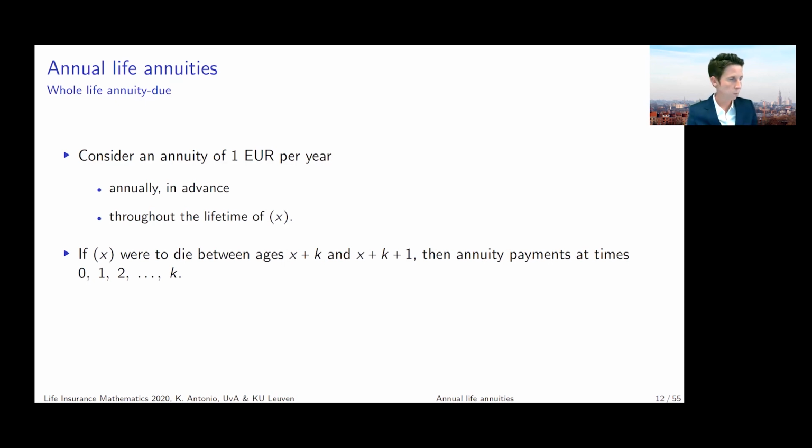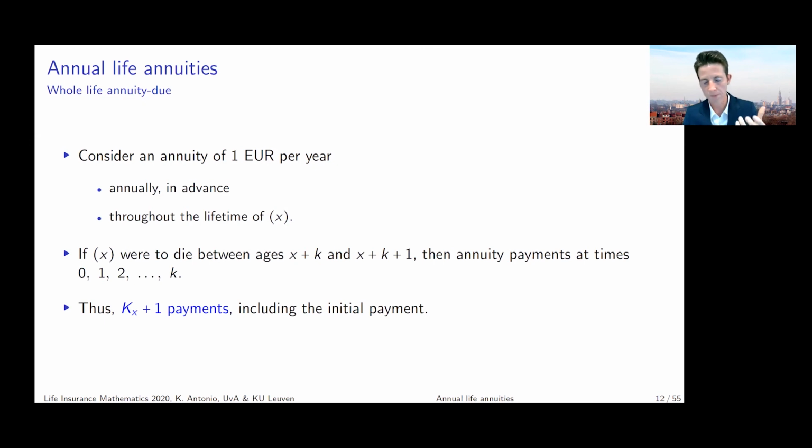So it will pay at the beginning of the year. Why is the last payment at time K? Because my policyholder here dies between age X plus K and X plus K plus 1. And we know that the life annuity stops paying if my policyholder dies, right? So what does that mean? In this particular setting, I've got K plus 1 payments in total.